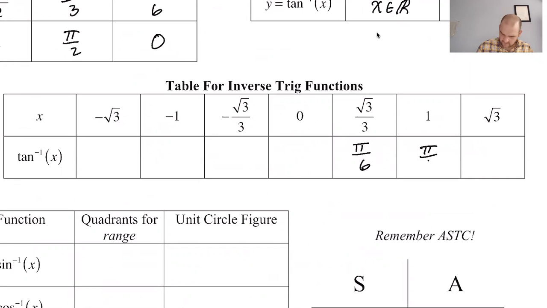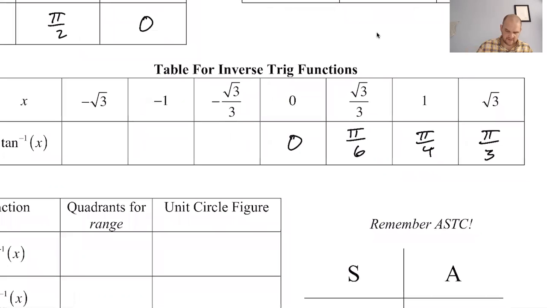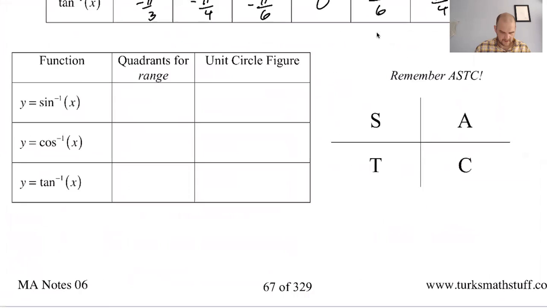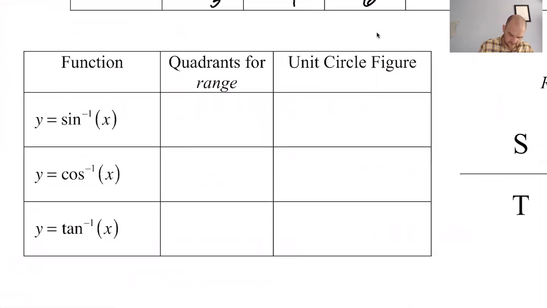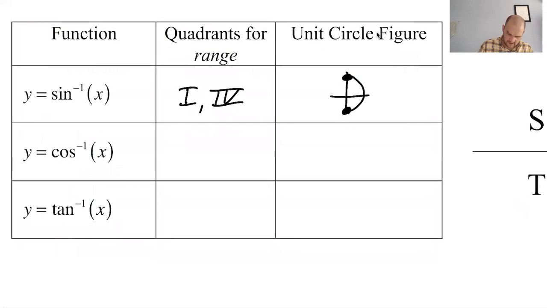Pi over 6, pi over 4, pi over 3, and 0. The reason I started with those is that I know that tangent itself is odd, so I'm just going to get the negatives here. So negative pi over 6, negative pi over 4, negative pi over 3. There's a reason we're not filling in negative pi over 2 and pi over 2: tangent doesn't exist there, which is why they're not in the range of arctan. So what are we doing here? Quadrants for range, 1 and 4, but the weird version of 4. So you've drawn this a lot if you're taking the right notes. And then 1 and 2, which is here.